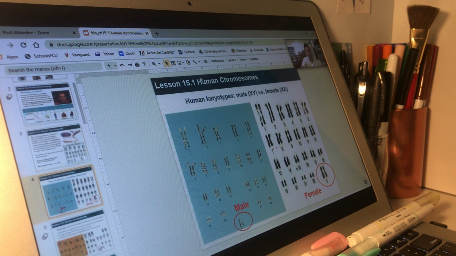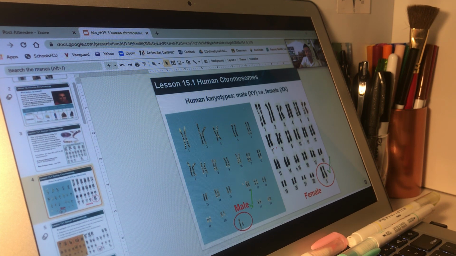So here are additional karyotypes. I'm going to change color. Let's make it a beautiful green. This is a karyotype of a male, and this is a karyotype of a female. Now, for chromosomes number 1 through 22, you cannot determine the gender. For this female karyotype, you cannot tell the gender.